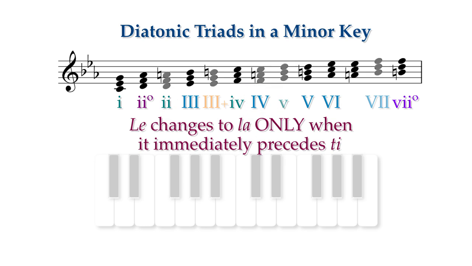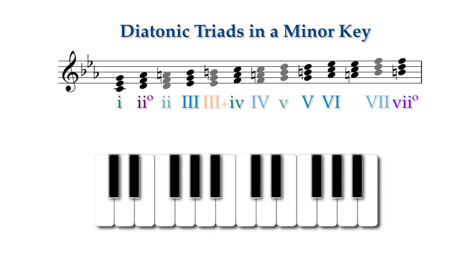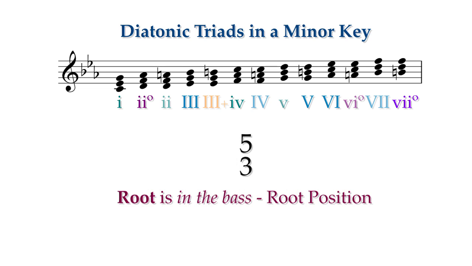Remember, the only reason to raise the 6th scale degree is when it moves directly to the leading tone. If we raise the 6th scale degree, the submediant chord changes from major to diminished. These are all of the possible diatonic triads in a minor key.